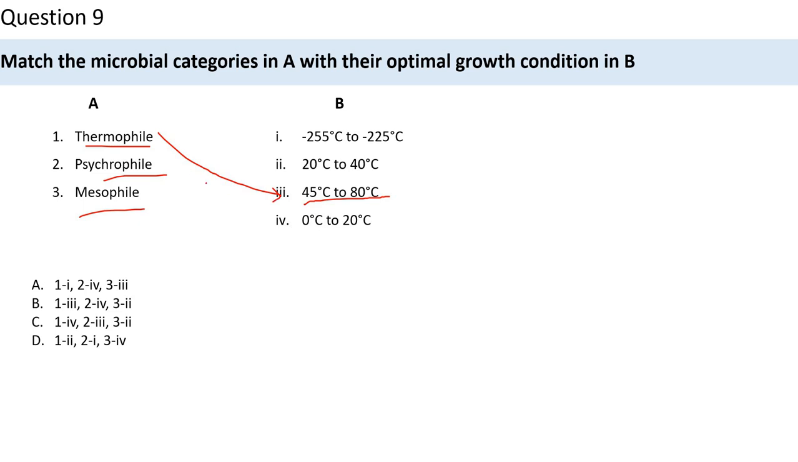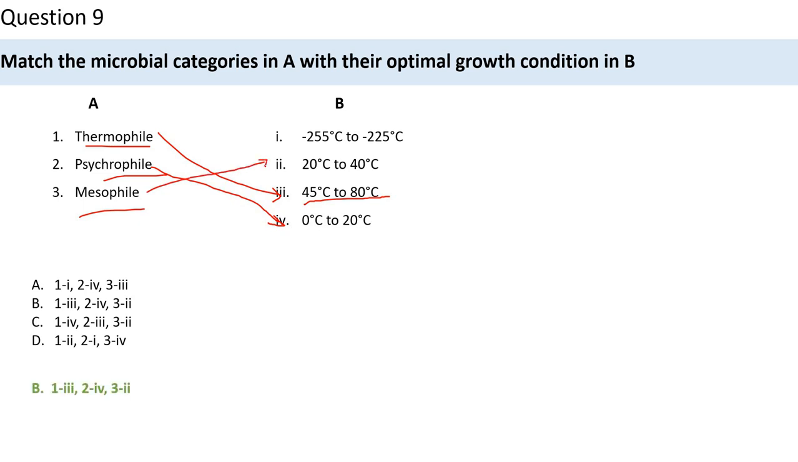Okay, phile is nothing but loving. And we know psychrophile is exactly opposite to thermophile. It is going to love the low temperature, right? So which is going to be 0 to 20 degrees Celsius. Whereas mesophiles are nothing but which are like ordinary room temperature. In that range, they can easily grow. They love to grow in such conditions, which is like 20 to 40 degrees Celsius.